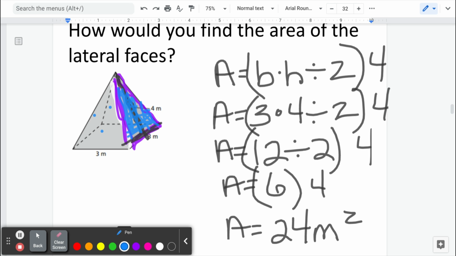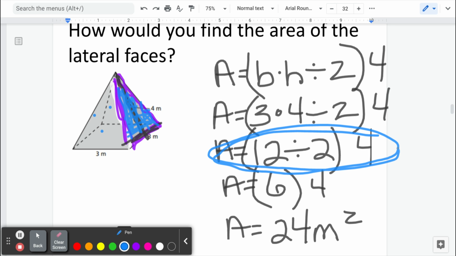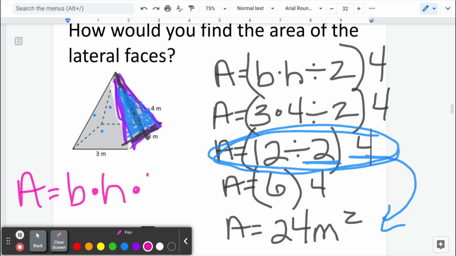Well, why would I divide by 4? Or I'm sorry, divide by 2 and then times by 4. So this step right here, is there a quicker way just to get to 24? So instead of taking 12, dividing it by 2, and then timesing it by 4, couldn't I just do 12 times 2? I could. Okay, so instead of dividing by 2 and then timesing by 4, what I really could do is take my base times height and times it by 2.